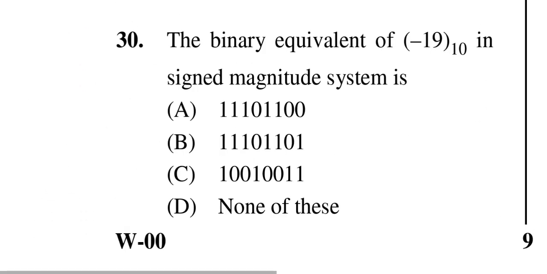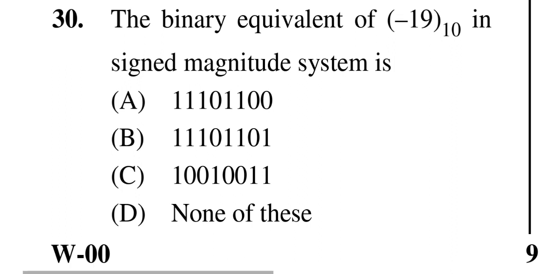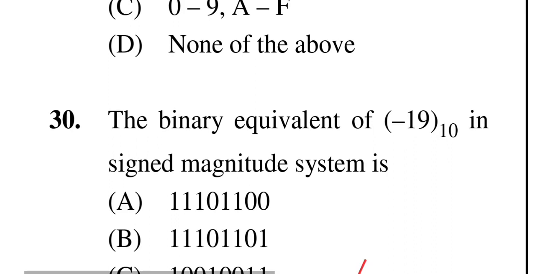Number 30. The binary equivalent of (-19) base 10 written in signed magnitude system is what? 111100, 100, 100, 11, none of these. The correct answer of this question will be none of these. None of these is the correct answer. All are wrong.